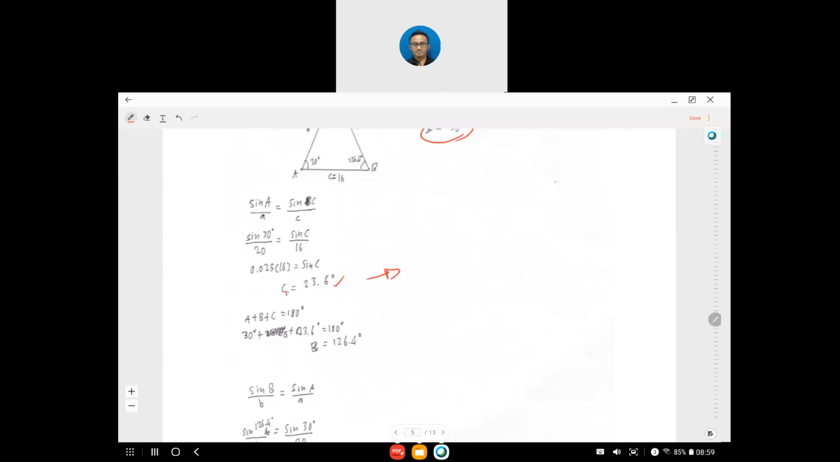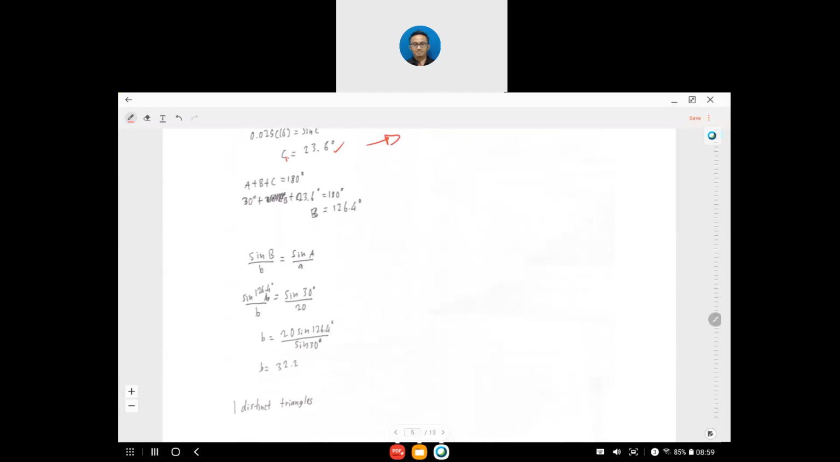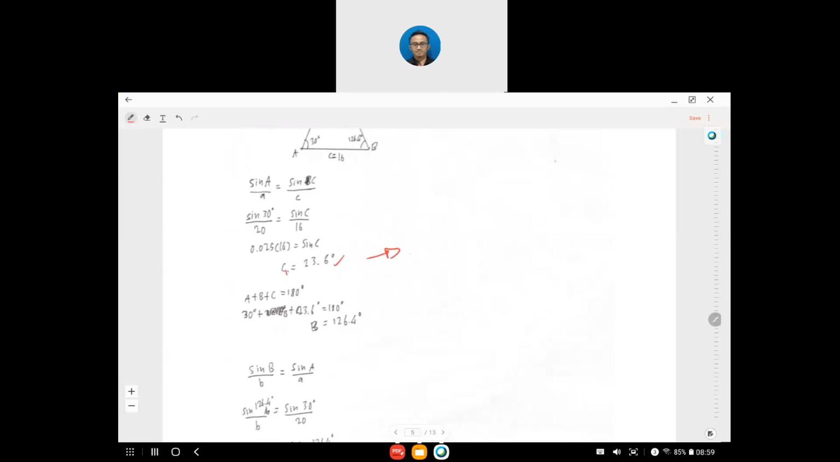Okay. So you must find C2. C2, the rest. C2 is 180 minus 23.6. So you can get 156.4 degree. Because we want to check first. The question asks how many triangles there are. So this one is C1, this one is C2.